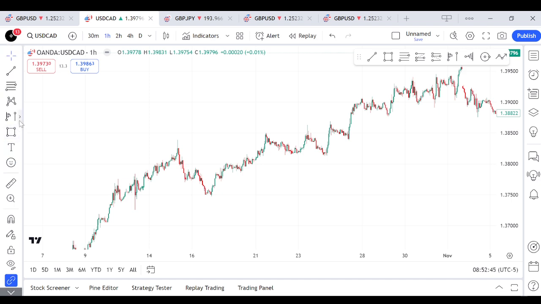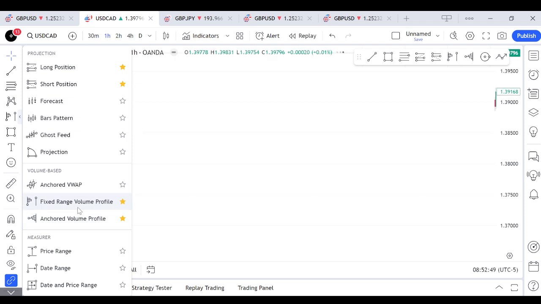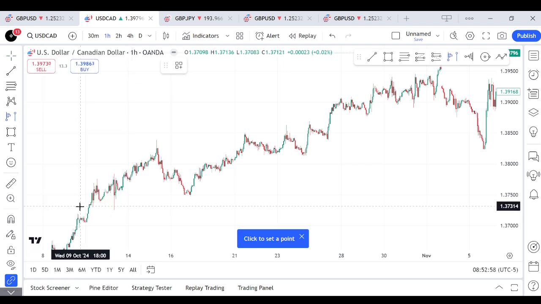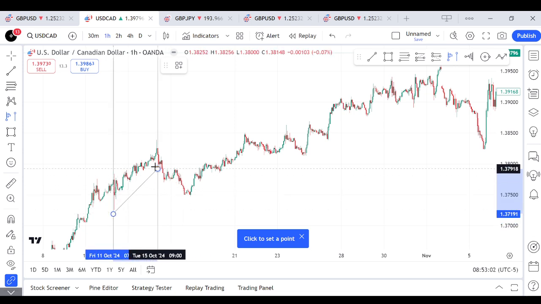This is the TradingView platform, and we have two types of volume profiles on it. We have the fixed range volume profile and we have the anchored volume profile. For this video, I will be using the fixed range volume profile to explain. So I'll just put that on the chart.